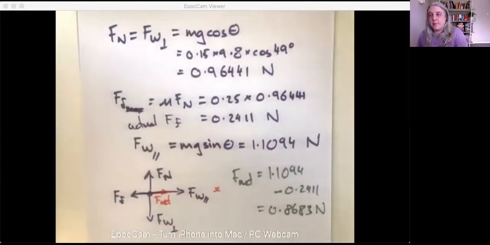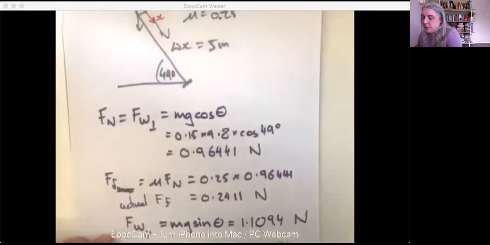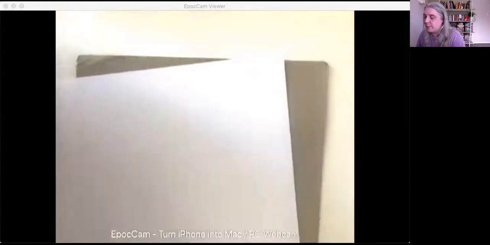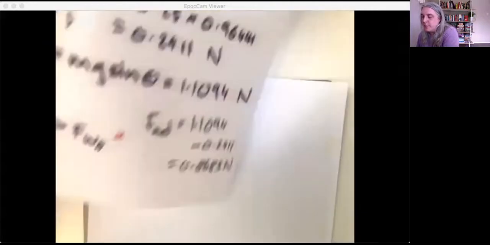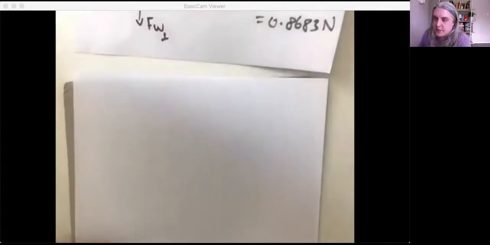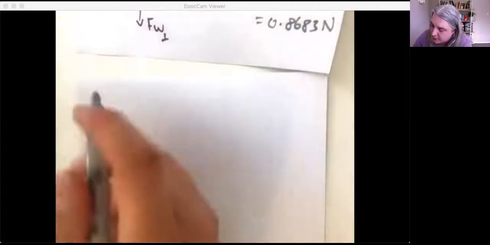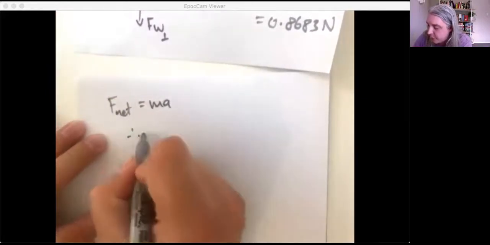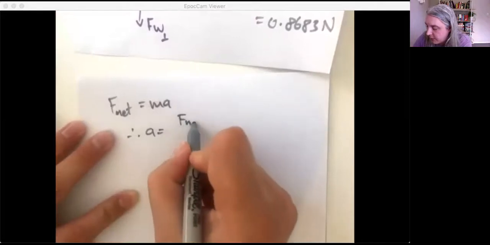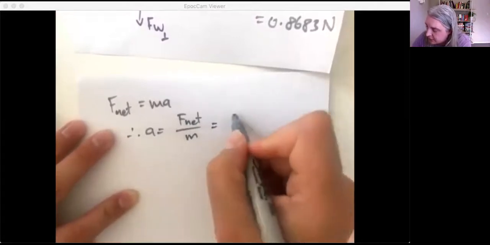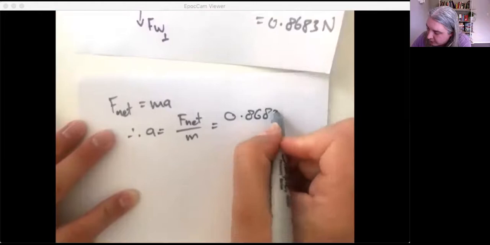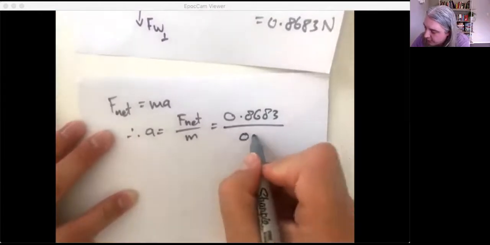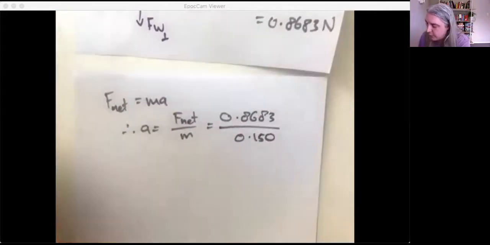Now that we have the net force, from Newton's second law we know what's going to happen. We know the acceleration that will occur because we also know the mass of the object. Newton's second law tells us that F net is equal to ma. Therefore, the acceleration is equal to F net divided by m, which is the 0.8683 we just figured out, divided by still 150 grams, 0.150.